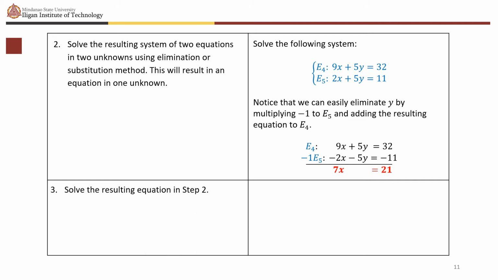Step 3: solve the resulting equation in step 2 and come up with the following. That is, 7x is equal to 21. So we can divide both sides by 7 and come up with x equals 3.